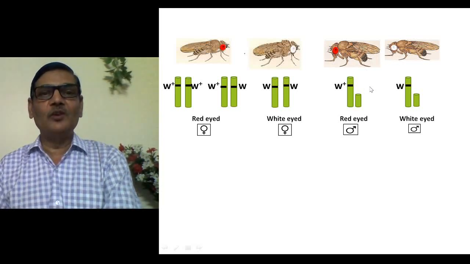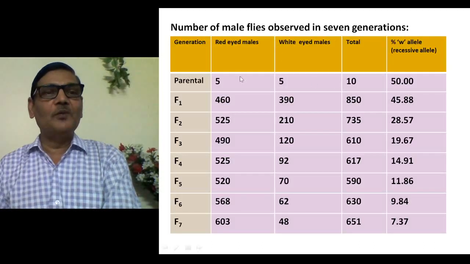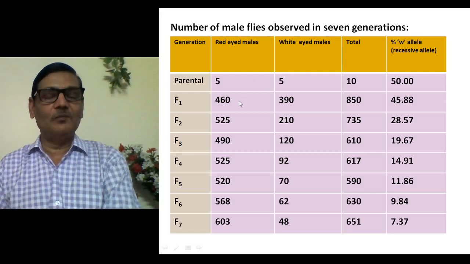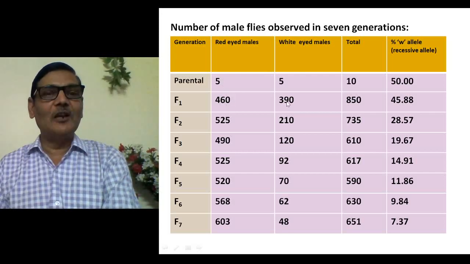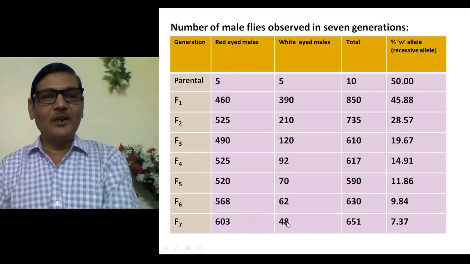So we are going to utilize the data of this male population, and this data is exactly the same one which I just showed. So we are considering the red-eyed and white-eyed males of this parental population. In the parental case, 5 red-eyed and 5 white-eyed males were taken, and then from F1, F2, F3 up to F7, the number of red-eyed males and white-eyed males is given in this table.